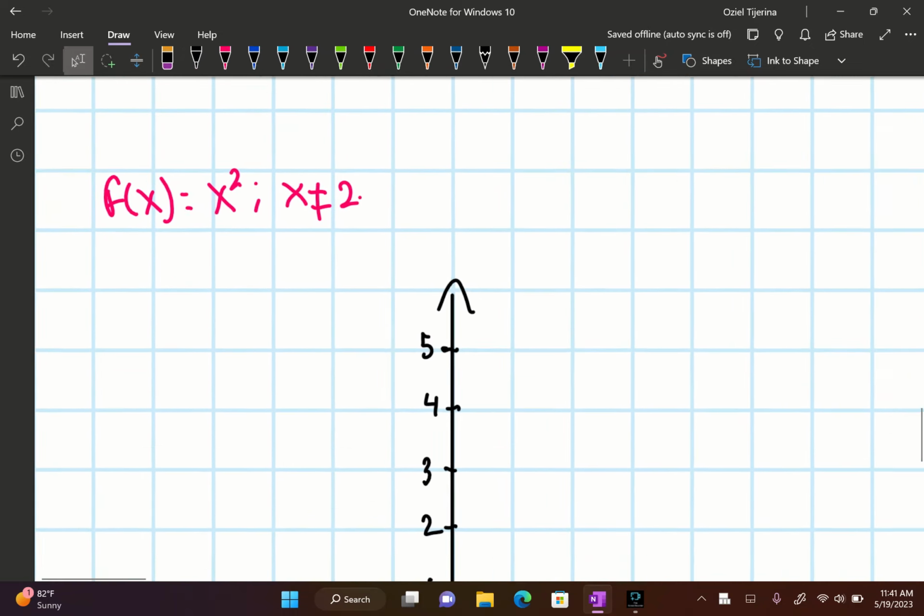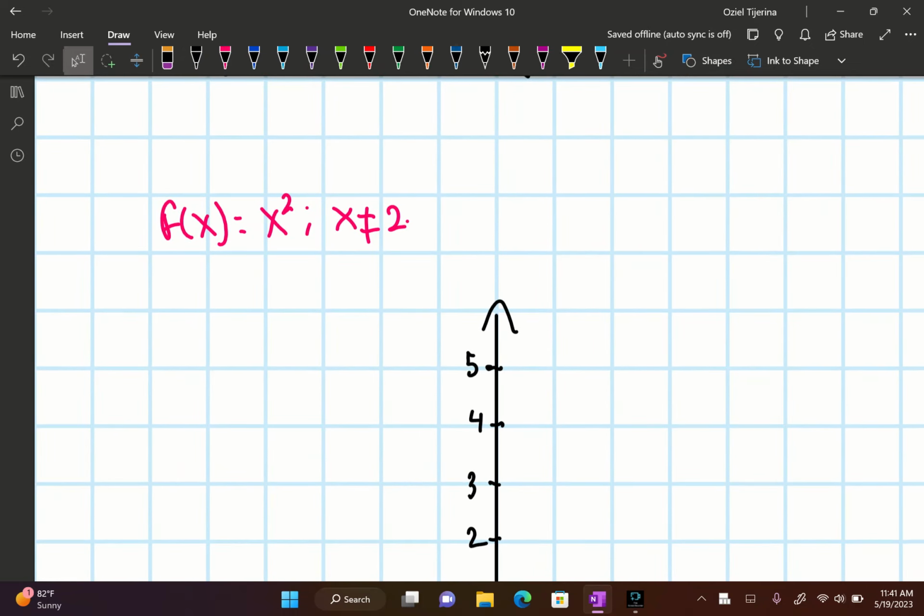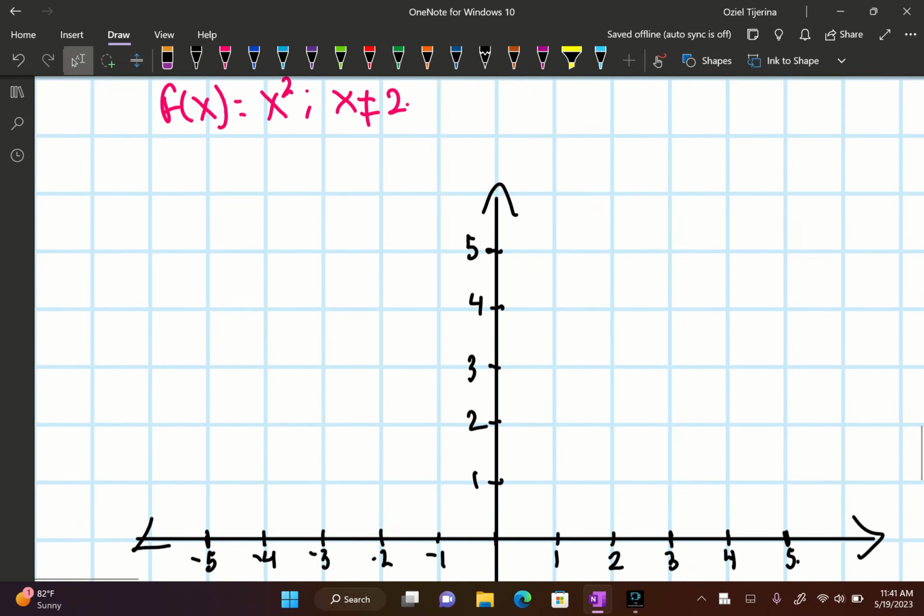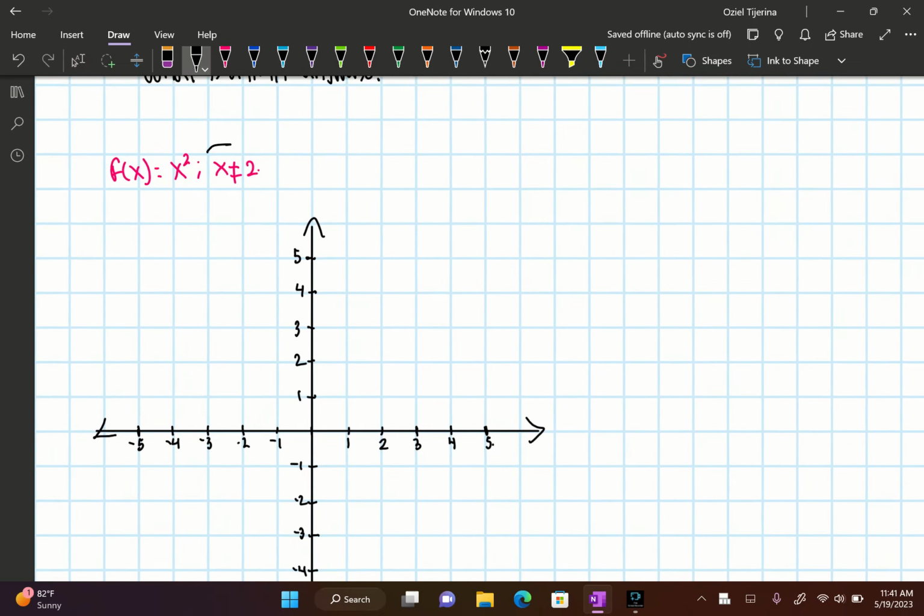So here we have a function. We have f of x equals x squared, and I'm going to graph that function, but it has a restriction here, such that x does not equal 2.